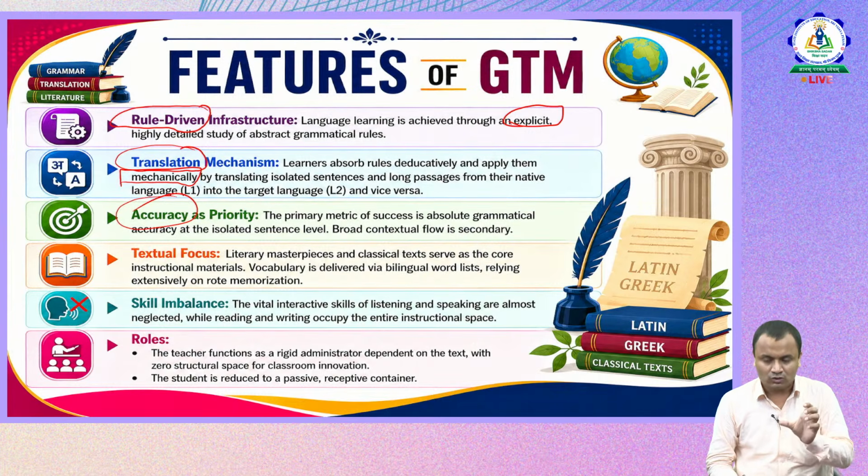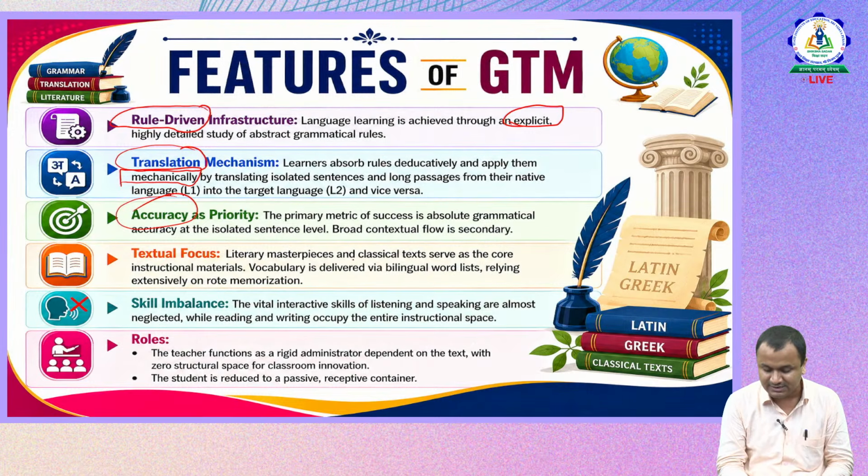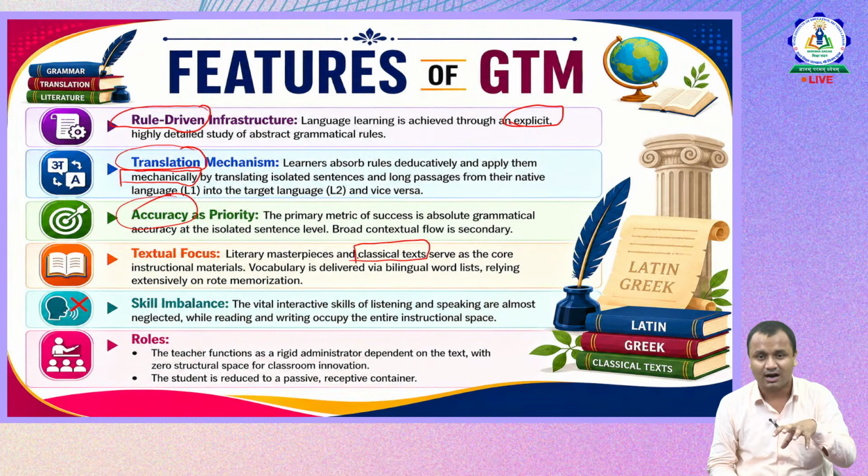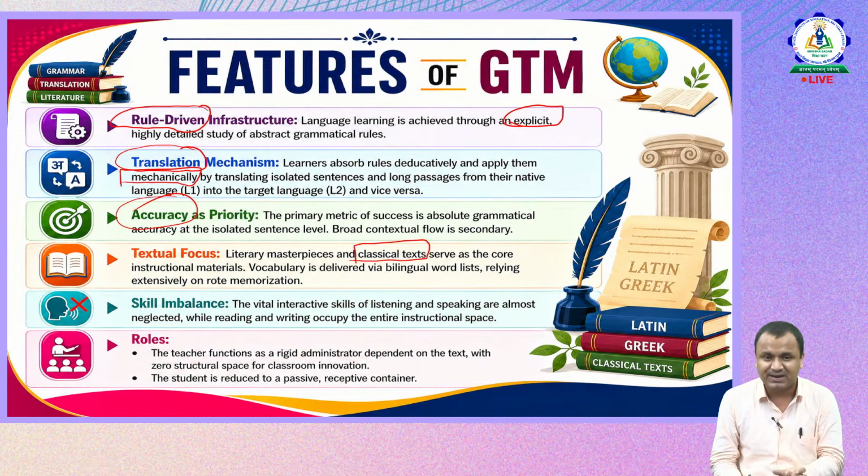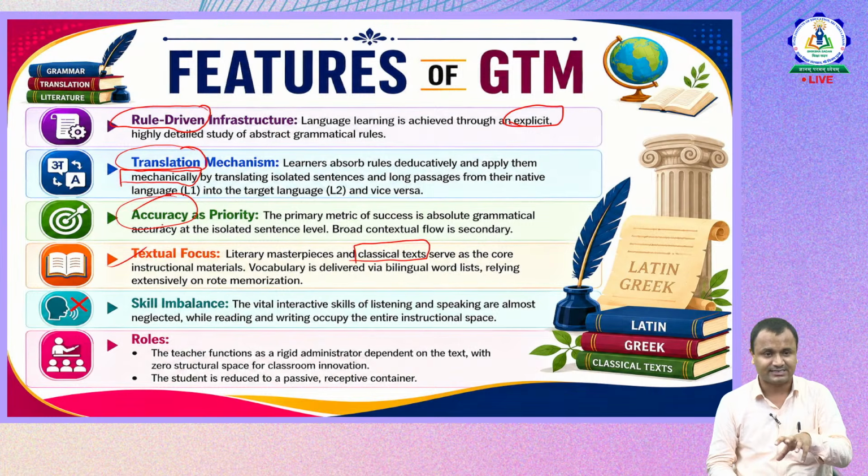Next is the tool that we use while teaching through GTM. That tool is the textbook, the classical text. The textbook is at the core, at the heart of the grammar translation method. We focus on the aspects given in the textbook. Whatever poems or stories we find in the textbook, in the literature, we just try to deliver that concept.